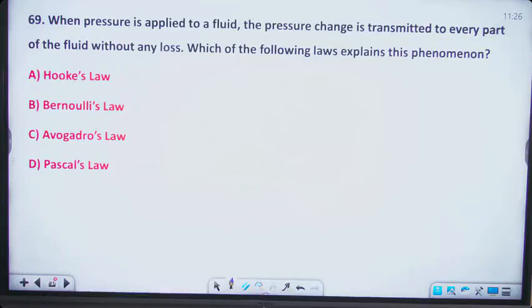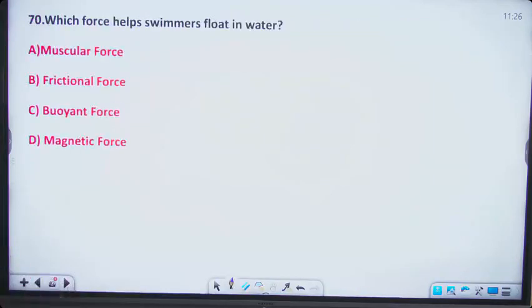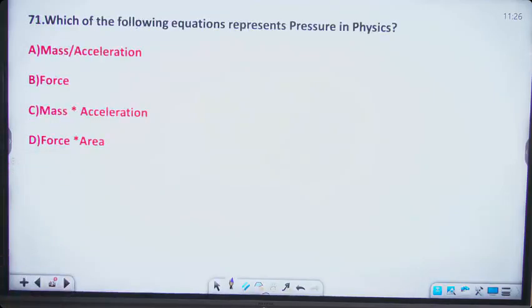When pressure is applied to a fluid, the pressure change is transmitted to every part of the fluid without any loss. Which of the following is this one? Pascal's law. Which force helps the swimmers float in water? Buoyant force. Which of the following equations represents pressure in physics? Pressure equal to force divided by area. Make a correction here.